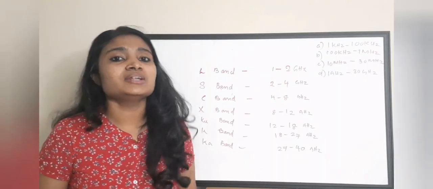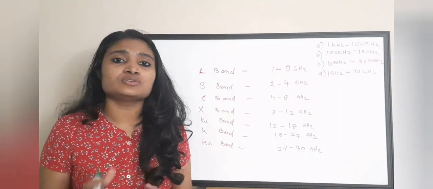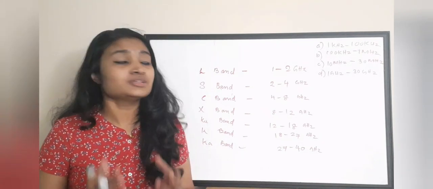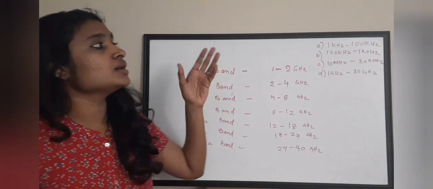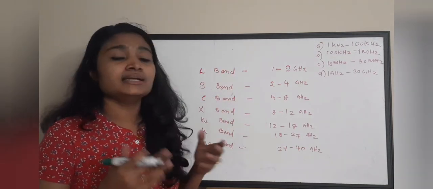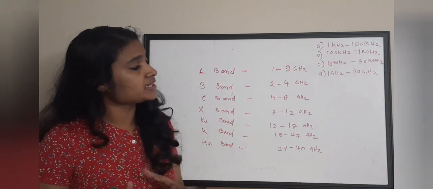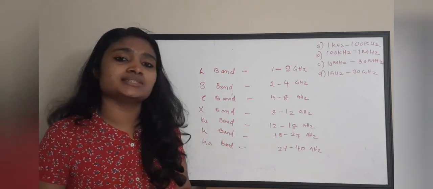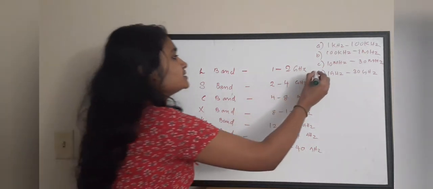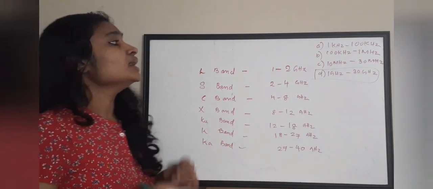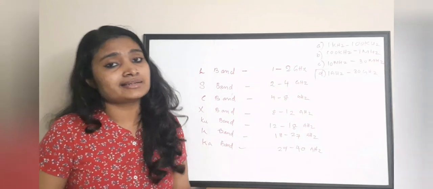In the question, it has been asked what the range of frequencies used for satellite communication is. The options given are A, 1 kilohertz to 100 kilohertz, B, 100 kilohertz to 1 megahertz, C, 10 megahertz to 30 megahertz, and D, 1 gigahertz to 30 gigahertz. The correct answer for this question is 1 gigahertz to 30 gigahertz. And also here I have written the various bands in satellite communication.